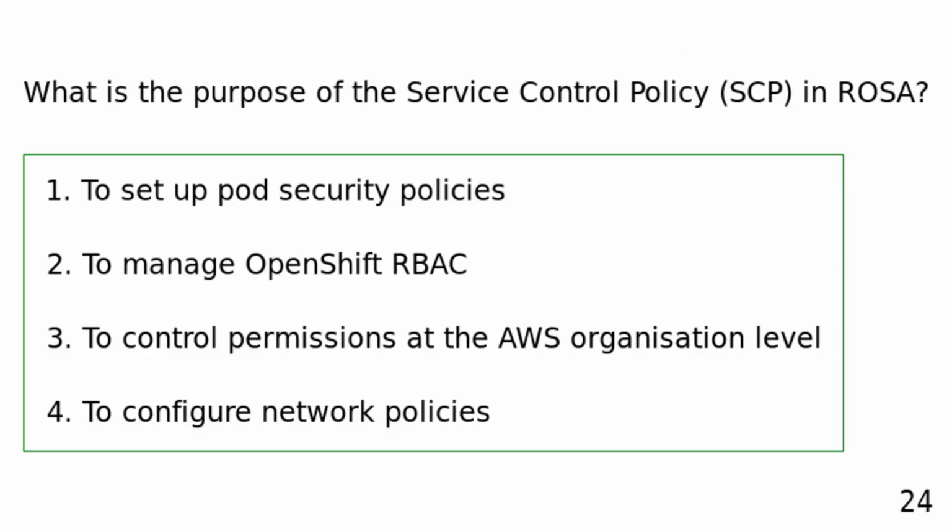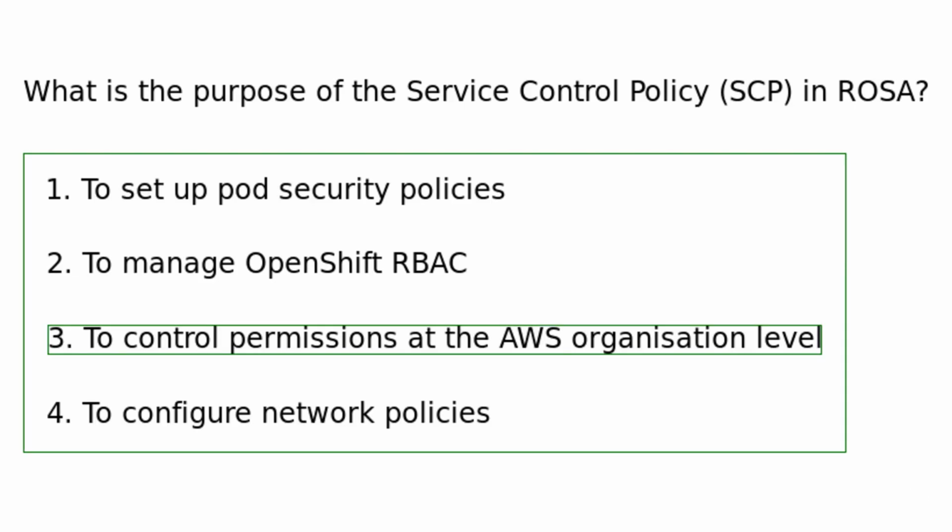What is the purpose of the service control policy in ROSA? To set up pod security policies. To manage OpenShift RBAC. To control permissions at the AWS organization level. To configure network policies. The SCP in ROSA controls permissions at the AWS organization level, ensuring consistent access control across accounts.